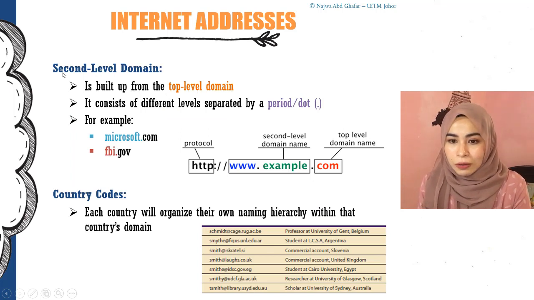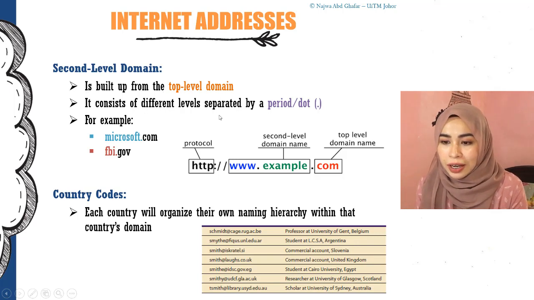Okay, there's also a second level domain. The second level domain is built up from the top level domain. It consists of different levels separated by a period or dot. If you take a look here, this is known as a URL.